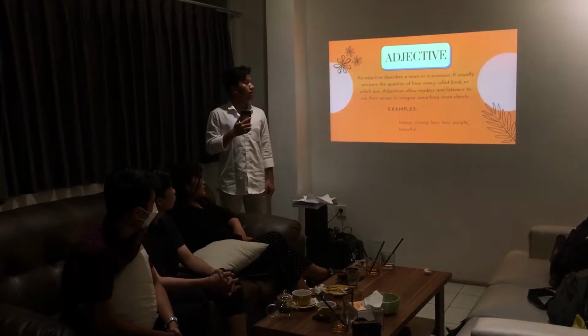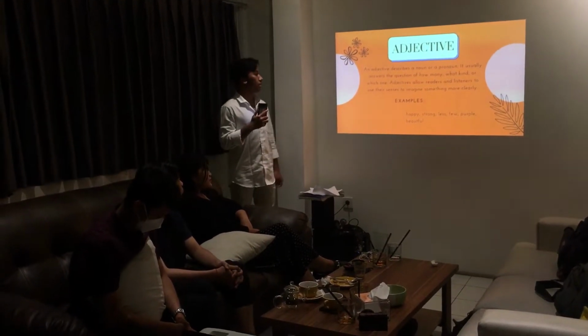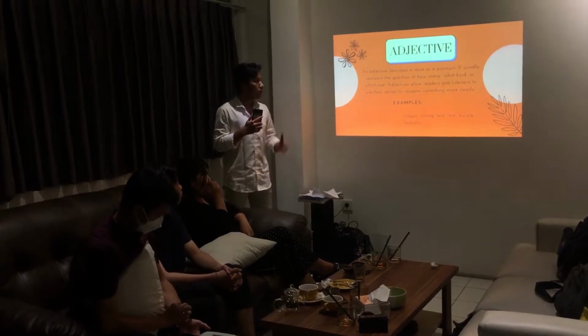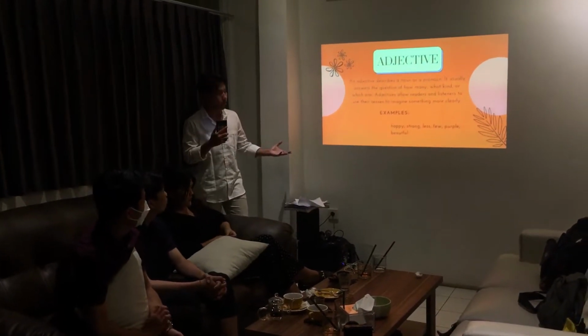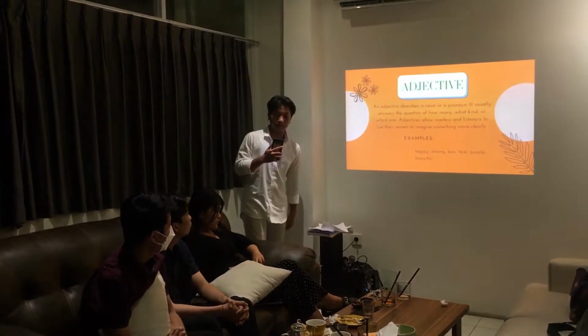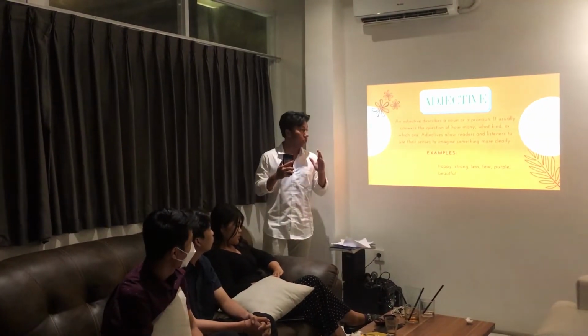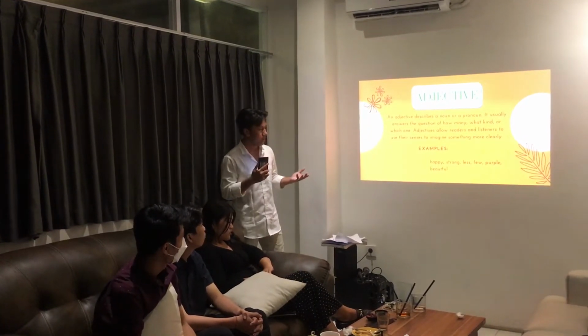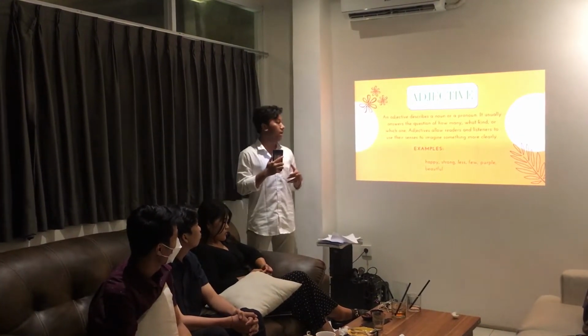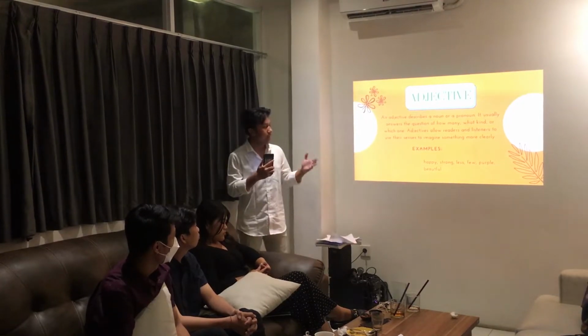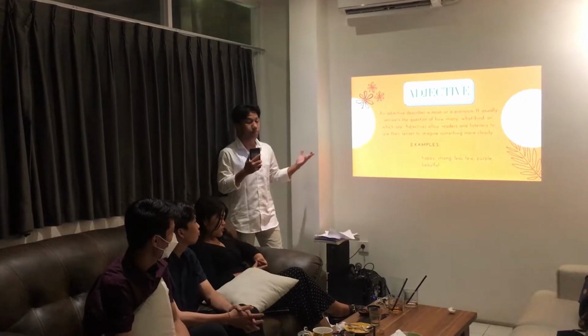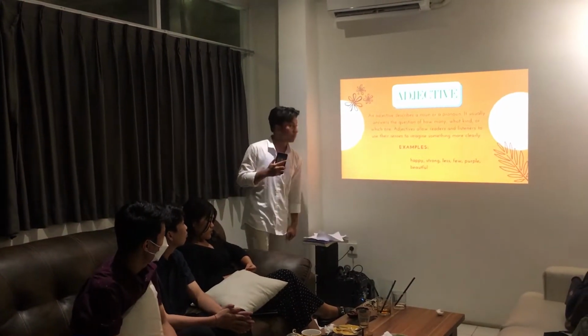Right, now we have adjective. Adjective describes a noun or a pronoun. It usually answers the question of how many, what kind, or which one. Adjectives allow readers and listeners to use their senses to imagine something more clearly. The examples of adjective would be happy, strong, less, few, purple, and beautiful. Next slide, please.